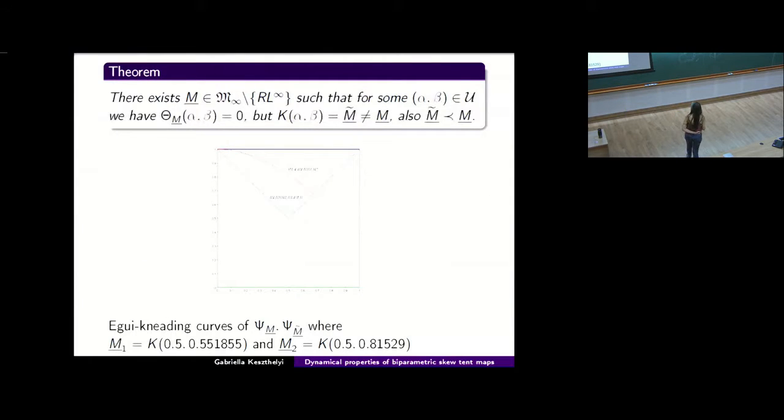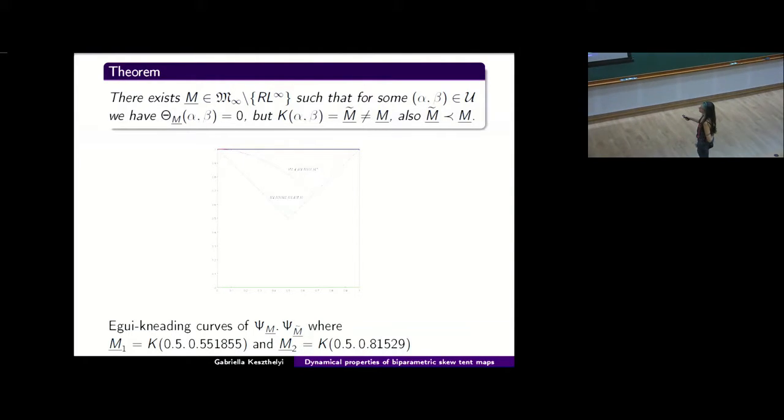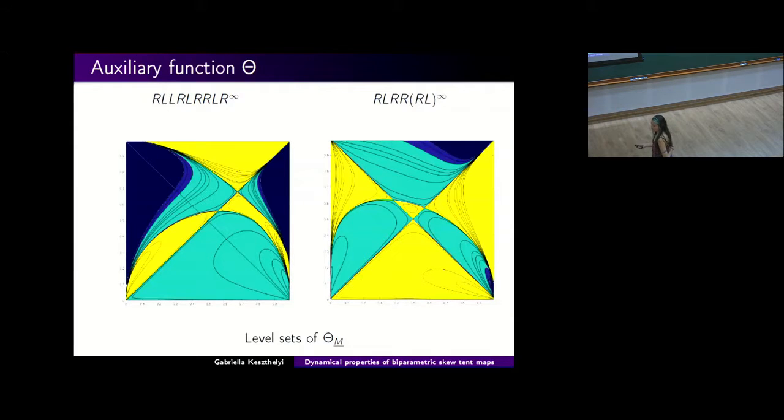So there exists an m where we know this theta m alpha beta is 0, but the kneading sequence is not only the original, but another one, a very different one. So this is a bit sad, but not too sad, because, well, besides that it's pretty, I don't know, because the series is very ugly.